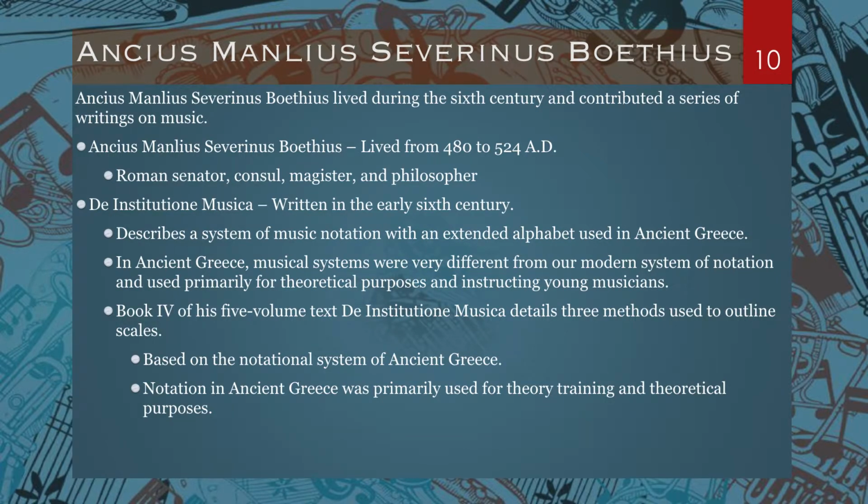And the takeaway here is that these scales are based on the notational system of ancient Greece, and it's also important to know that notation in ancient Greece wasn't used to preserve a musical work. It was primarily used for theory training and theoretical purposes. So they didn't really record their music in written form in 480 to 524 AD in that time period in general.